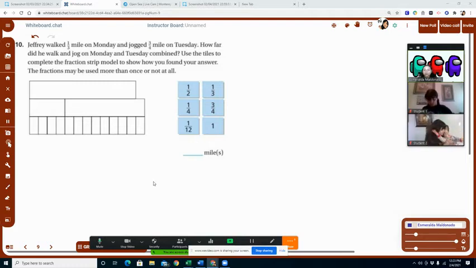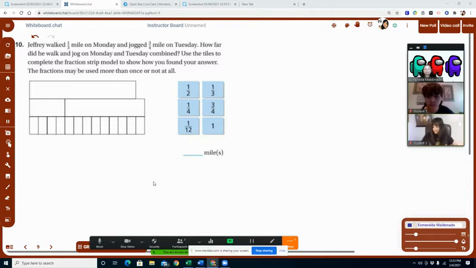Can you read it for me, Rosa? Or Vanessa? I'm sorry. Jeffrey walked 1/3 mile on Monday and jogged 3/4 mile on Tuesday. How far did he walk and jog on Monday and Tuesday combined? Use the tiles to complete the fraction strip model to show how you found your answer. The fraction may be used more than once or not at all.